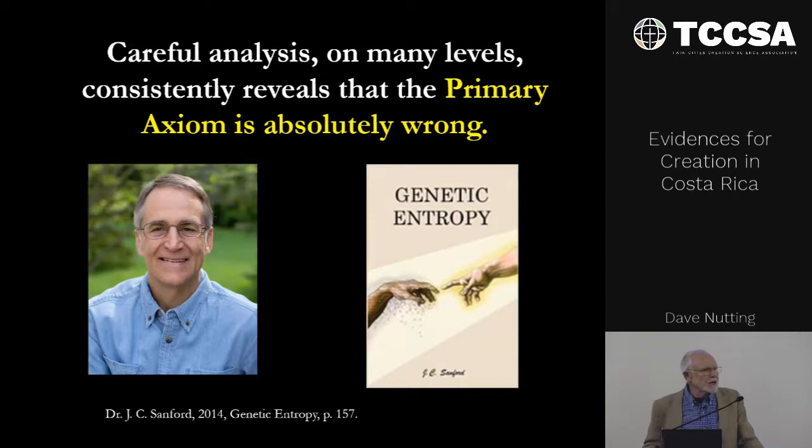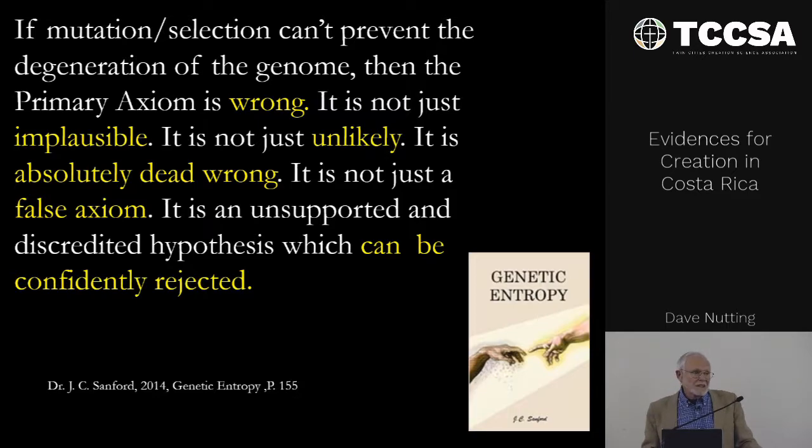He is the co-inventor of the gene gun with the method of sequencing, etc. And basically has 25 genetic patents under his belt. He's formerly a professor at Cornell University, but he was an atheist. And then his research showed him that there were problems with mutation and natural selection. And the more he researched it, he said not only is it wrong, this whole idea of natural selection and mutation is not just implausible, it is not just unlikely, it is absolutely dead wrong, he says, from all of his research. He said it's not just a false axiom, it is an unsupported and a discredited hypothesis which can be confidently rejected.